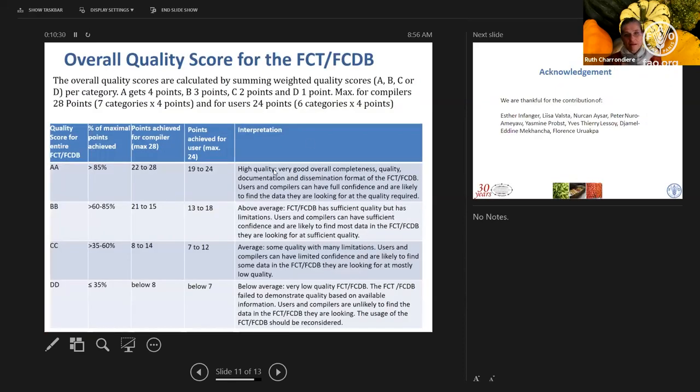And then based on the categories, so we have seven categories, and for each category, the maximal point is 4 points, for A, B, C, and D. Based on this, we have then the overall score for the food composition table, which is then AA, BB, CC, DD, applying the same kind of scoring. As the maximum score will be different for compilers and users, the points to be achieved are different. And then the interpretation is, if you arrive above 85, it's a high quality. The second category is above average, average, and below average.